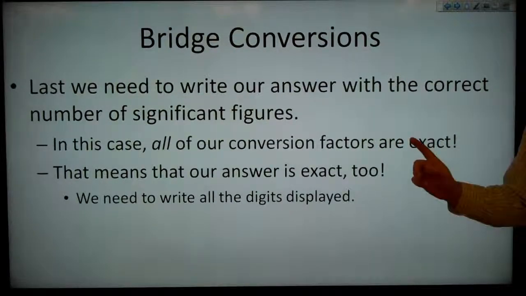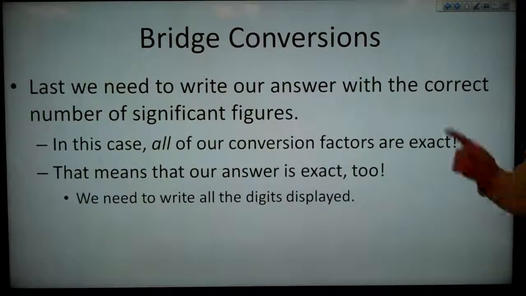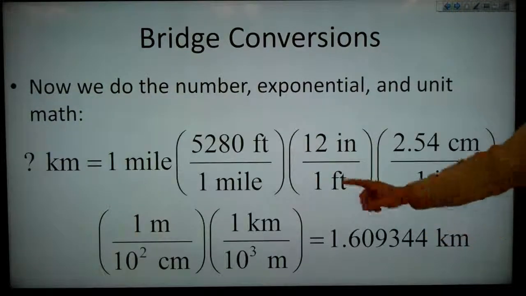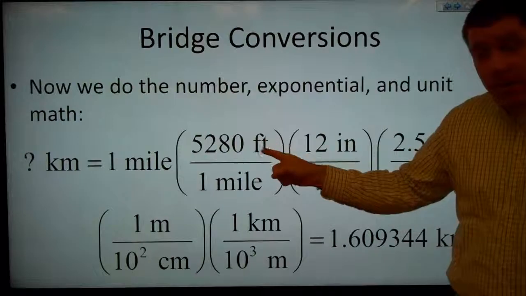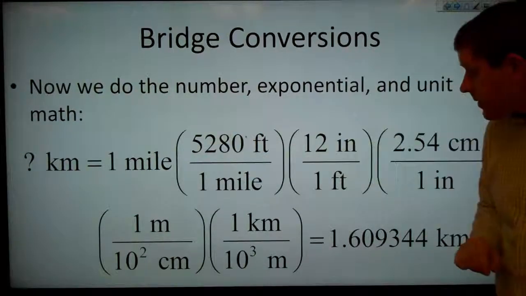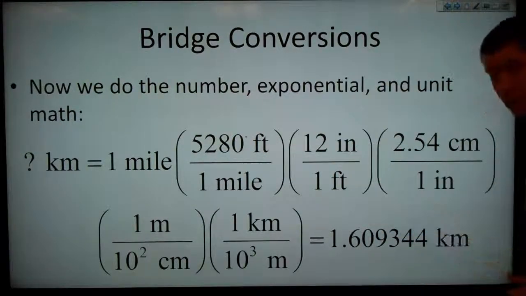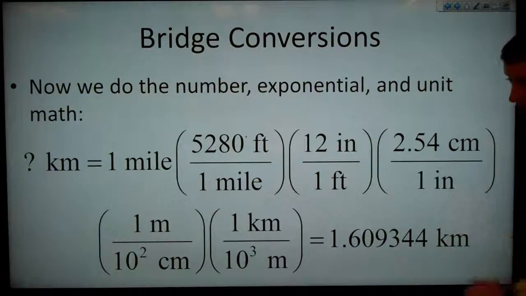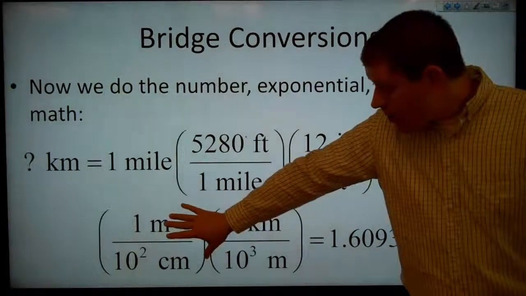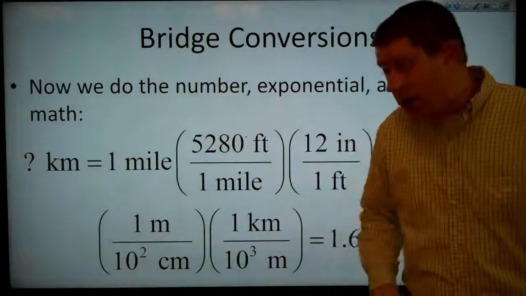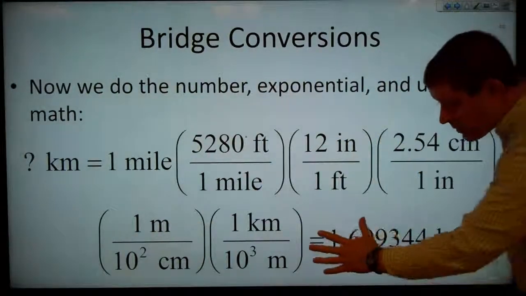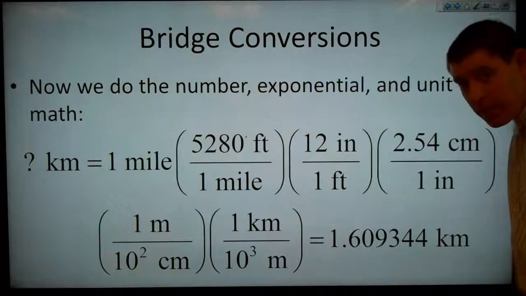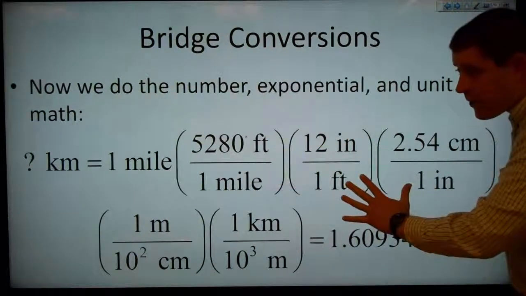But in this case, all of our conversion factors are exact. Let me go back for a minute. We know that 1 mile is defined to be 5,280 feet, so those are exact. We know that 1 foot is defined to be 12 inches, that's exact. We know that 1 inch is defined to be 2.54 centimeters, that's exact. We know that 100 centimeters is exactly equal to 1 meter. We know that 1,000 meters is exactly equal to 1 kilometer. So all of our conversion factors are exact.